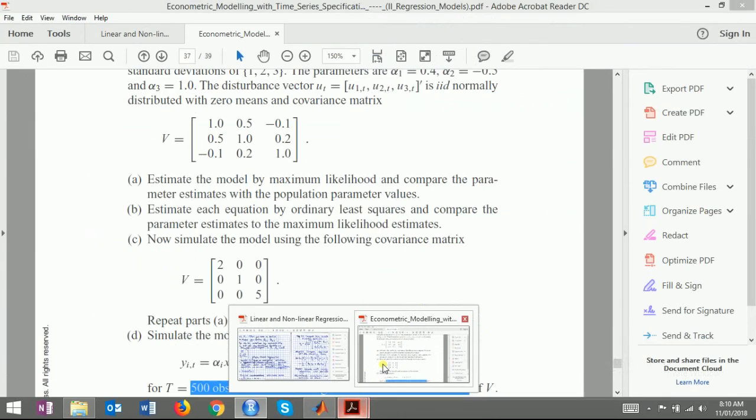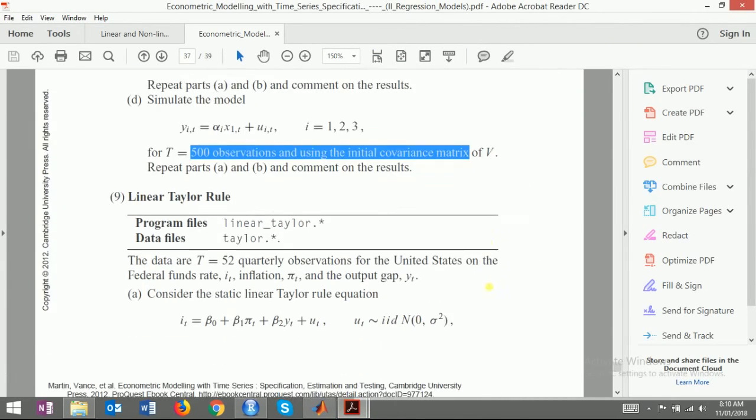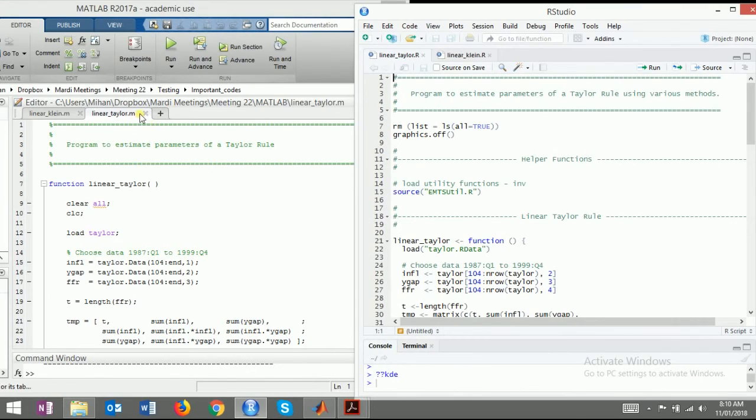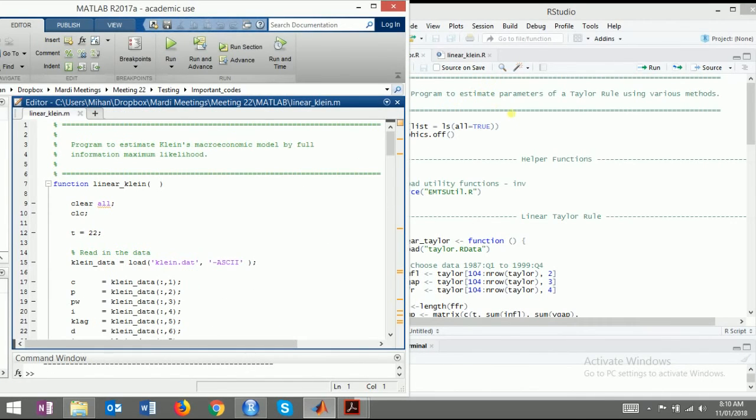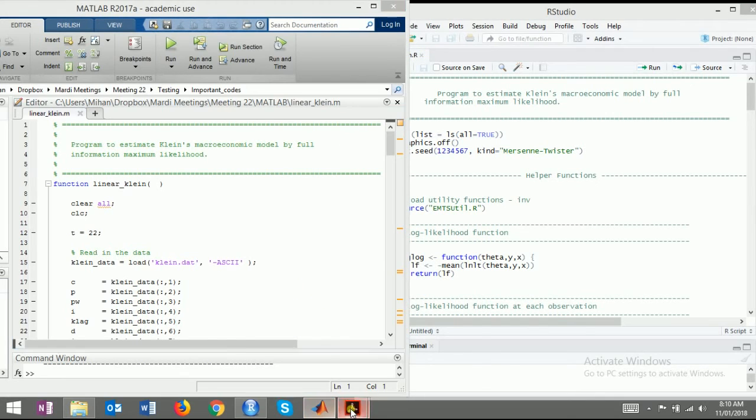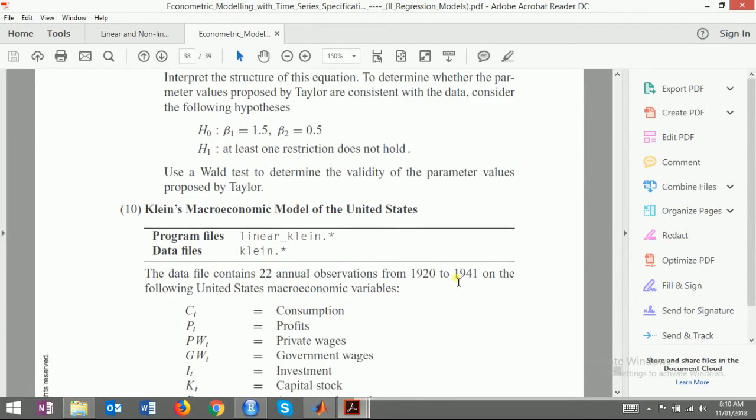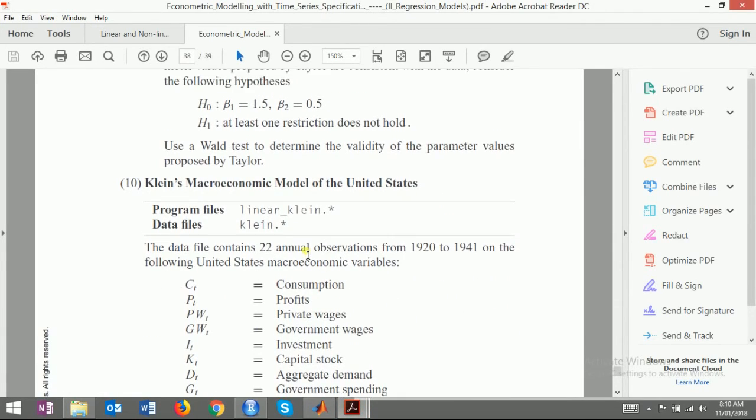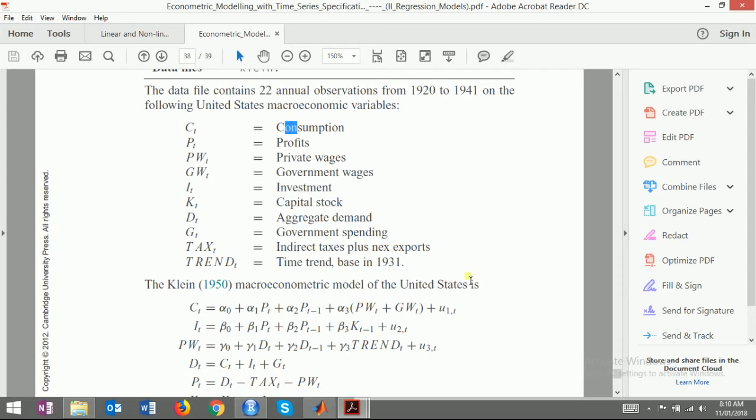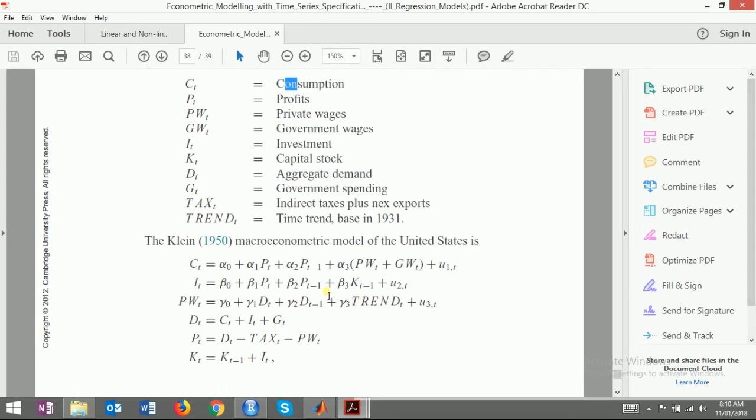And the final one is, we're not going to do Taylor. We'll have a look into Klein's macroeconomic model. So Taylor not needed. Let's have a look into Klein's macroeconomic model. The data file contains 22 annual observations where we have consumption, profit, private wage, government wage, investment, capital stock, demand, and so on. This is the model.